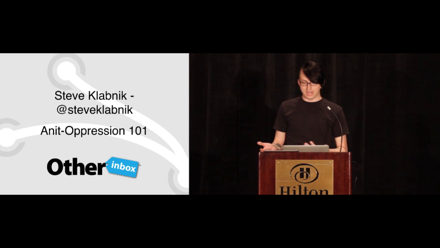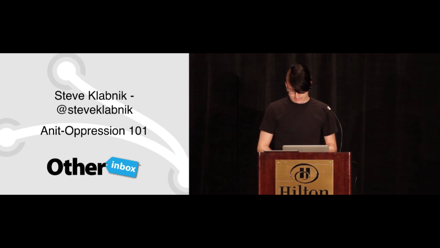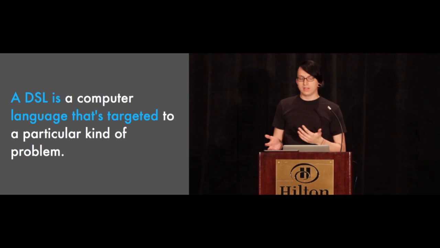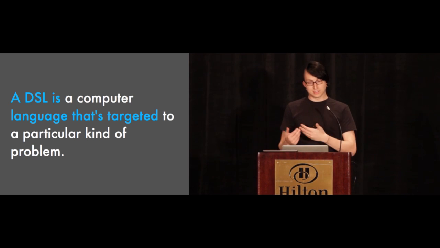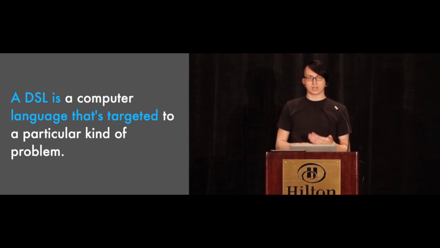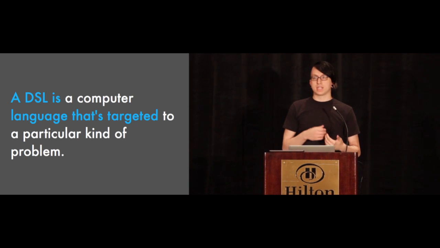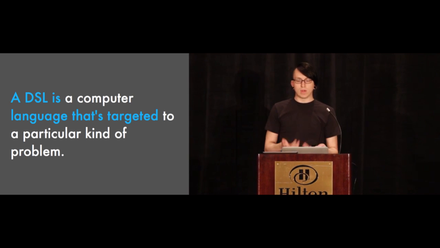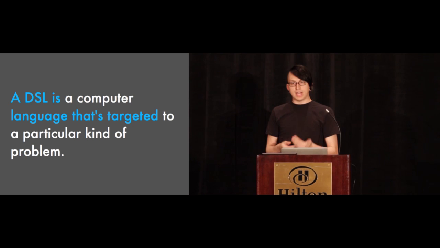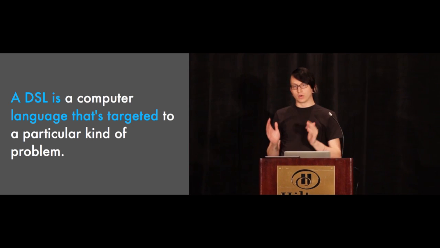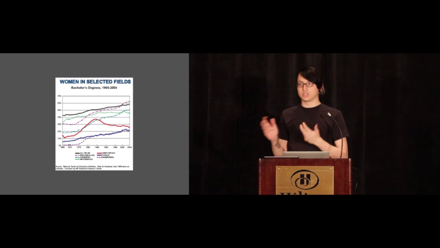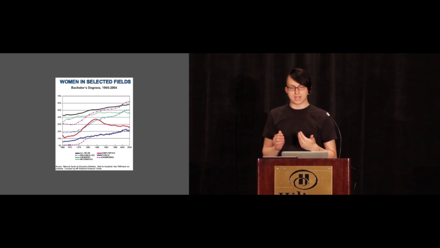I'm giving a talk today called Anti-Oppression 101, so let's kick this off. Martin Fowler defines DSLs as computer languages that are targeted to a particular kind of problem. For example, Rails is sort of a DSL to attack web applications. Specific languages help you solve problems because their focus is narrower, which means they have issues with generality, but they're better to attack certain problems.